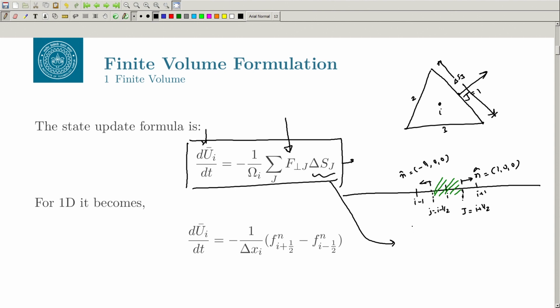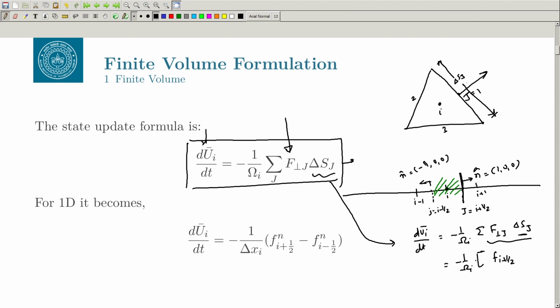So, if you use this formulation, this will become d u i by d t, where u i is the value at the cell center, sometimes also called the cell centroid, equals minus 1 by omega i, sigma f perpendicular j delta s j. So, what is the delta s here? Because it is a 1D flow, this will just become 1. So, this is minus 1 by omega i and f perpendicular j. I am looking for this face now, the face on the right hand side, so that will become f i plus half, and delta s j. The area is 1 because it is just 1D flow, right.